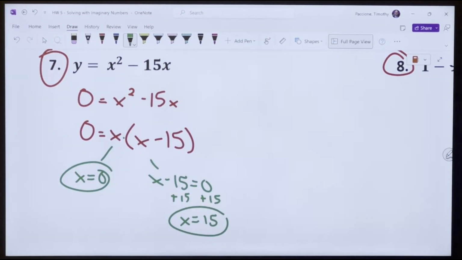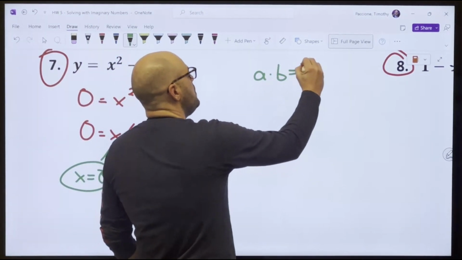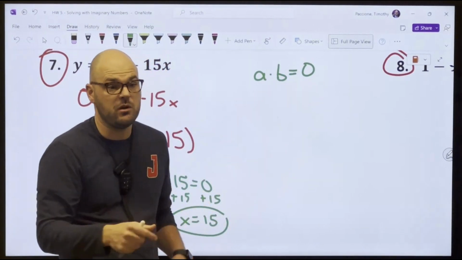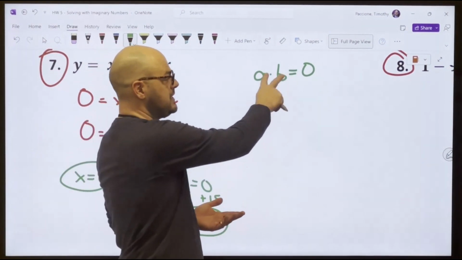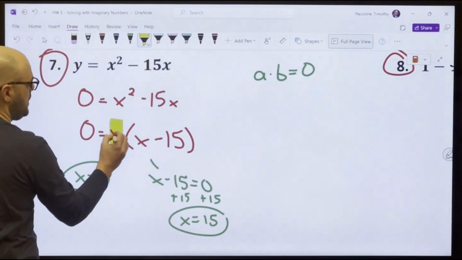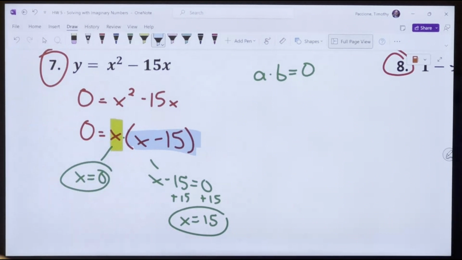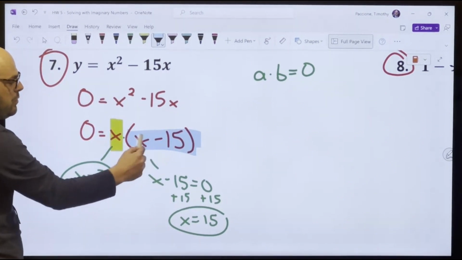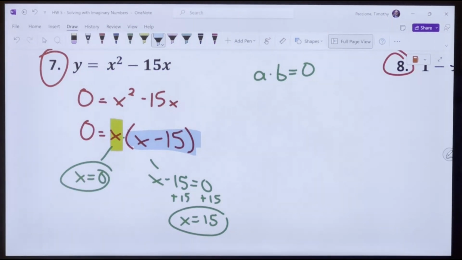That just broke my brain. Remember the rule, a times b equals 0, meaning two things that multiply to give you 0. One is 0, or both are 0, or the other one's 0. Something's got to be 0 here. Well, what do I have? I have something times something equals 0. Either that's 0, or they're both 0. So I just set them both equal to 0. Okay? Yeah. I got the same answer.